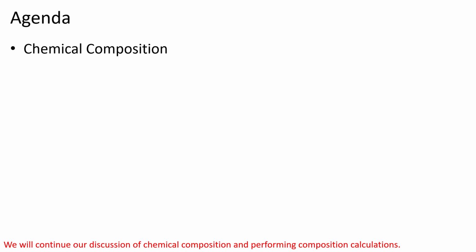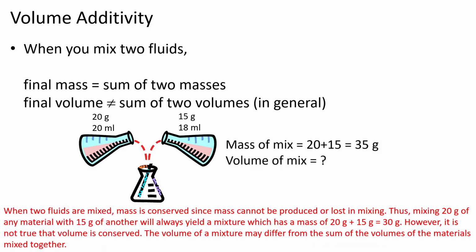We will continue our discussion of chemical composition and performing composition calculations. When two fluids are mixed, mass is conserved, since mass cannot be produced or lost in mixing. Thus, mixing 20 grams of any material with 15 grams of another will always yield a mixture which has a mass of 20 grams plus 15 grams, which is equal to 35 grams.